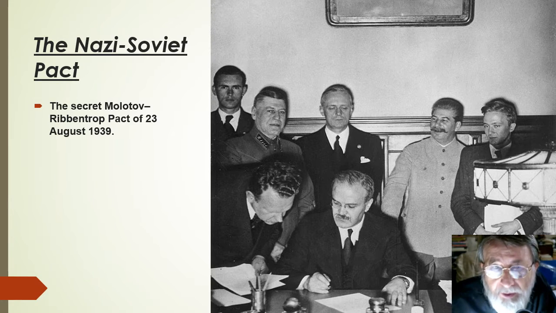The Nazi-Soviet Pact is a major precondition for the German-Polish War, because it meant that Germany could proceed with its invasion and conquest of Poland without any worry that the Soviets might back the Poles. That's Molotov sitting at the center and Stalin behind him over his left shoulder.